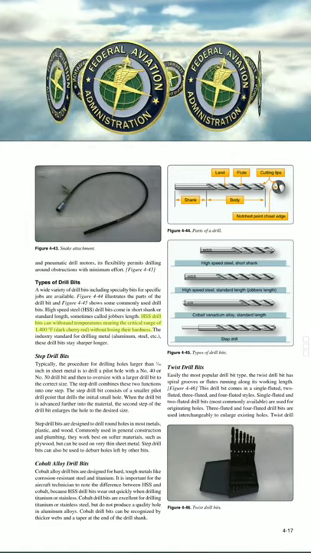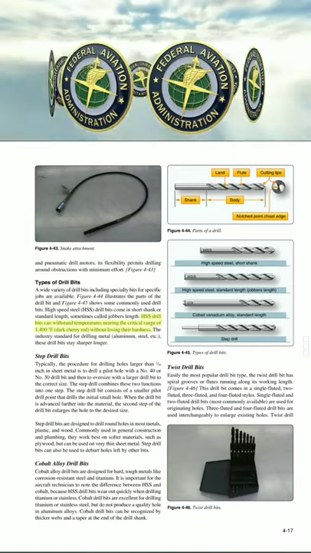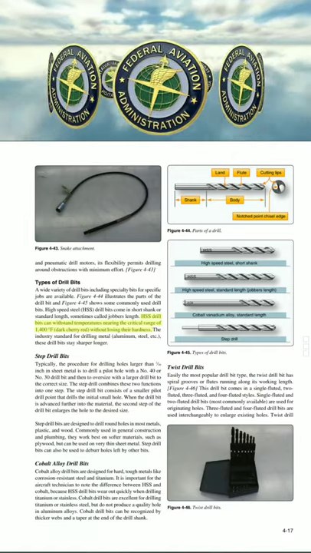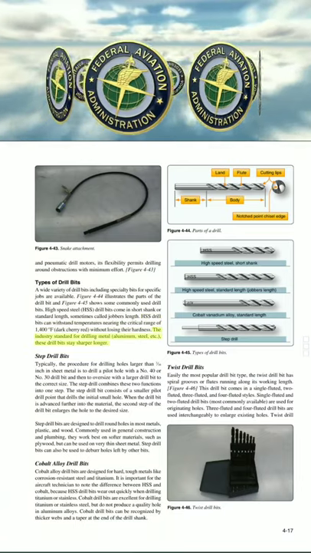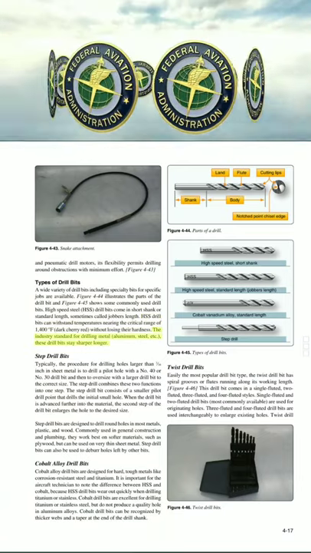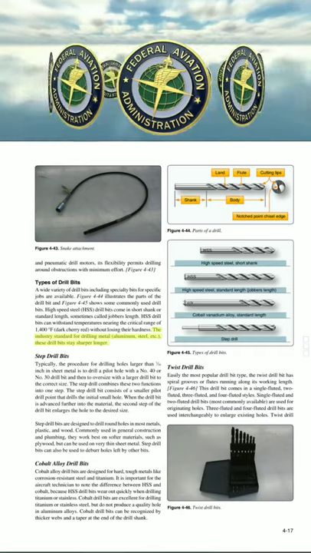HSS drill bits can withstand temperatures nearing the critical range of 1,400 degrees F, dark cherry red, without losing their hardness. The industry standard for drilling metal, aluminum, steel, etc. These drill bits stay sharper longer.